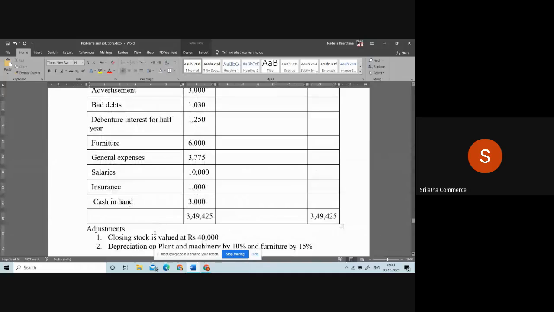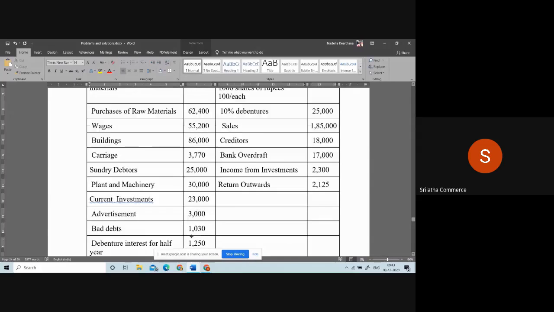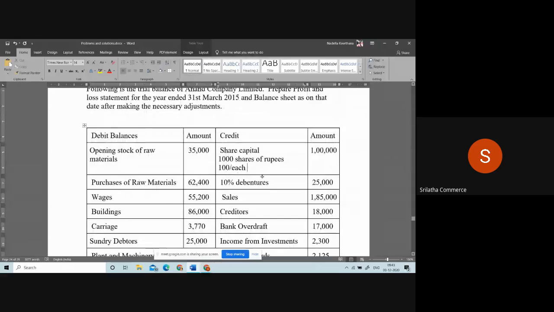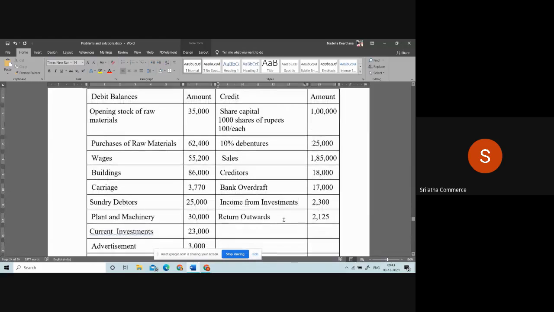Then cash in hand comes under balance sheet. Cash and cash equivalent in the balance sheet. Then share capital comes in the balance sheet. Debentures comes in the balance sheet. Sales we had taken under revenue from operations. Creditors comes in the balance sheet under trade payable. Bank overdraft in balance sheet, current liabilities, short-term borrowings. Income from investments already we had taken under other income. Return outwards is already deducted from purchases.